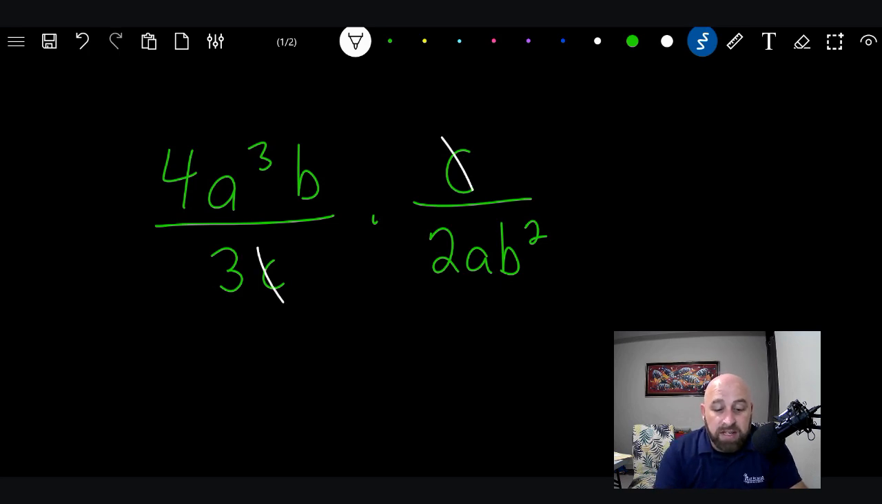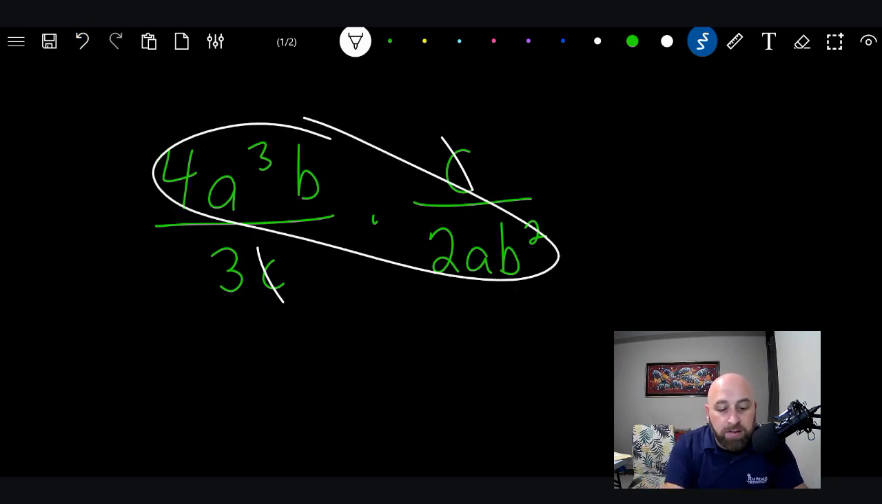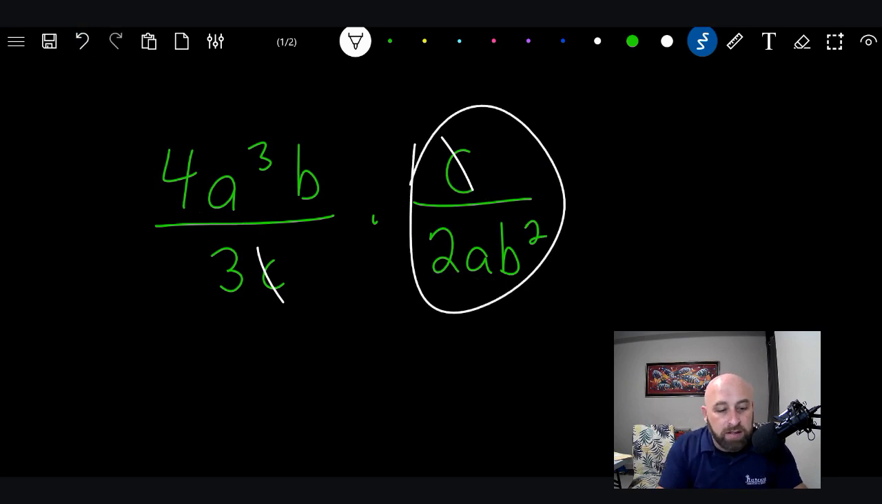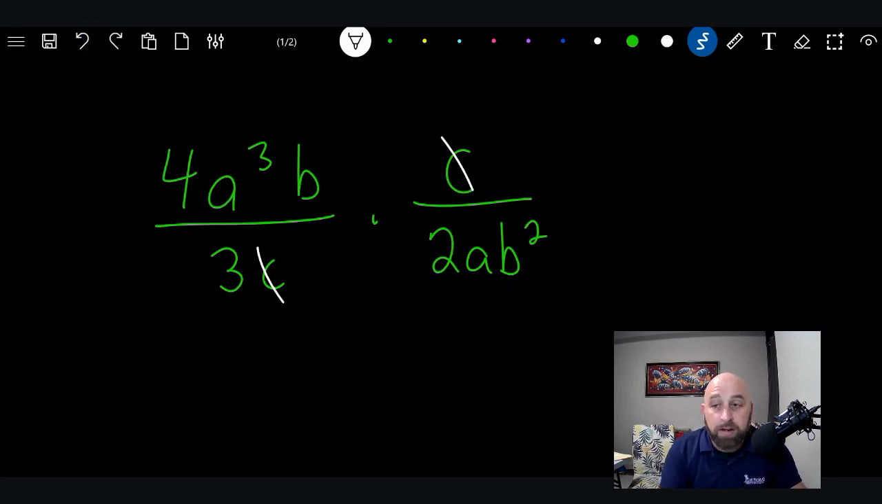Look, there's a C and there's a C. Anything cross, we can cancel. Anything up and down, we can also cancel. Okay, so crossways or up and down. What we can't do is go side to side. I can't cancel the numerators. I can't cancel the denominators. I can cancel this way, this way, this way, this way. But I cannot cancel horizontally, okay?